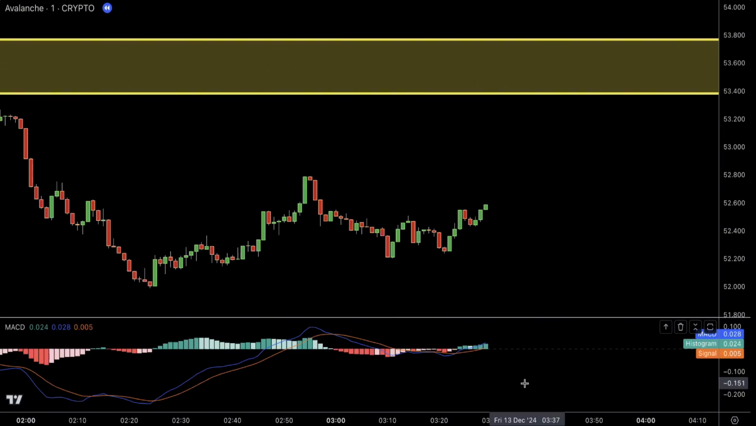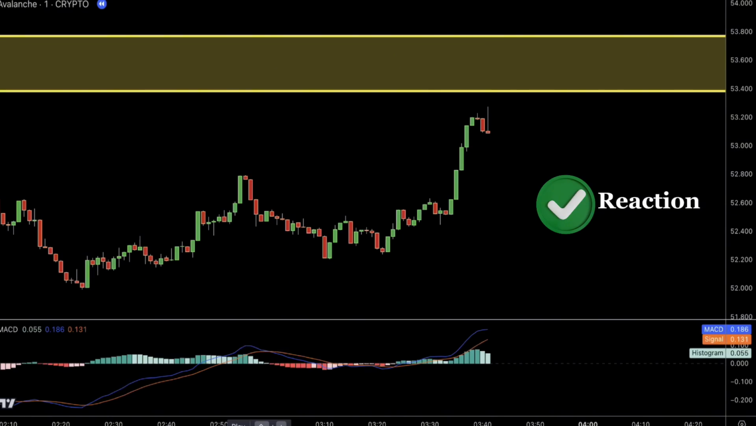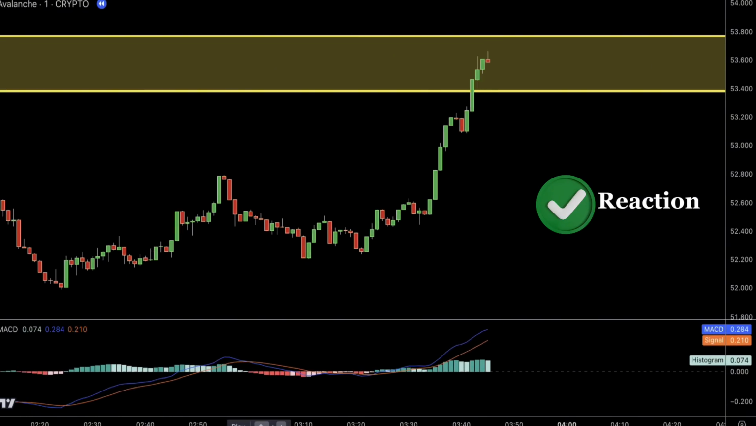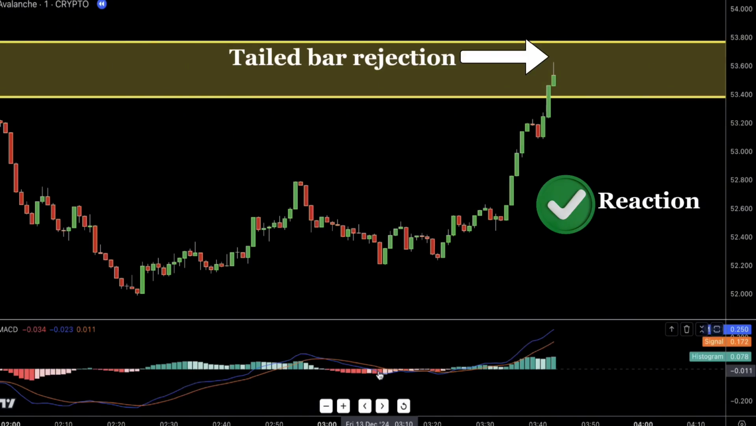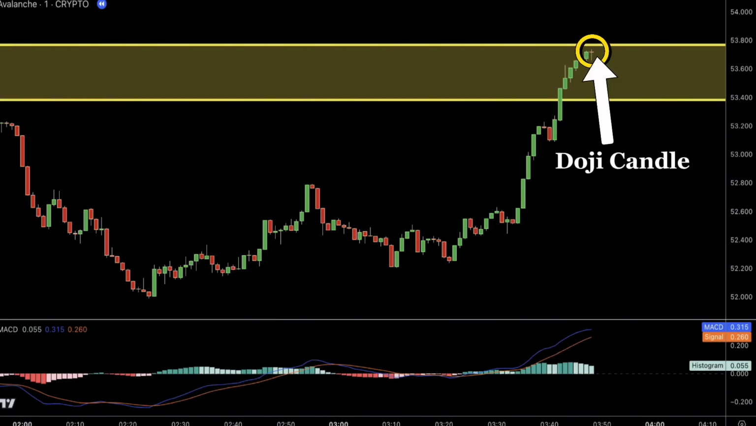Now, let's move to the 1-minute chart, where the 15-minute supply zone is plotted. Here, we're waiting for the market to approach this zone and observing how it reacts. Here's what happens. The market enters the supply zone and immediately gets rejected, forming a tailed bar, a sign of strong selling pressure. Shortly after, a doji candlestick forms, signaling indecision and a potential reversal.